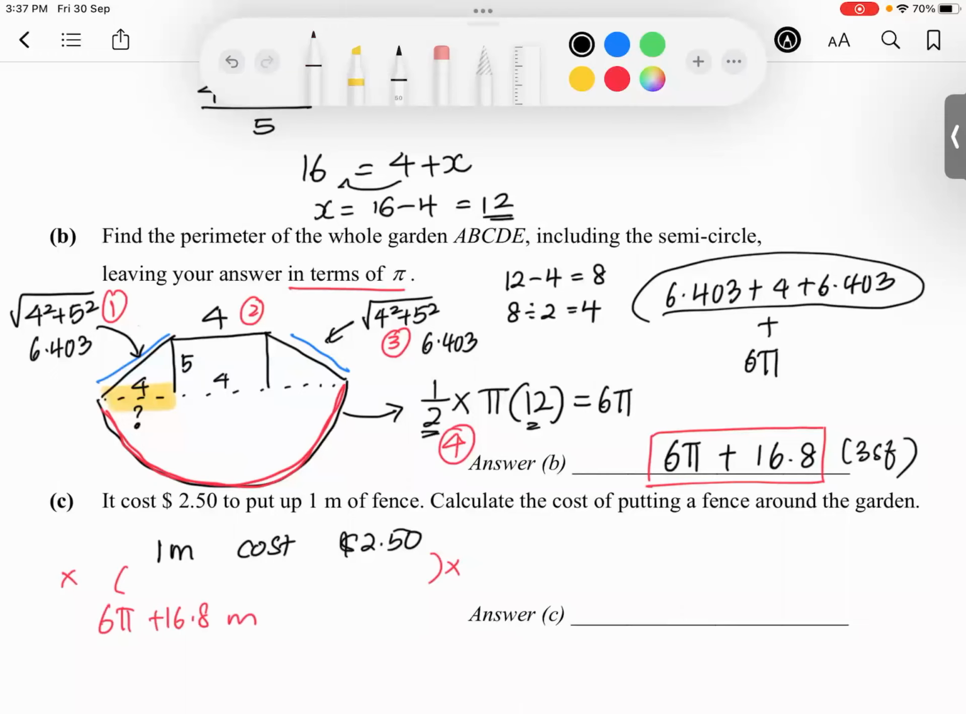It times $2.50. That will cost about $89.12. Is this okay?